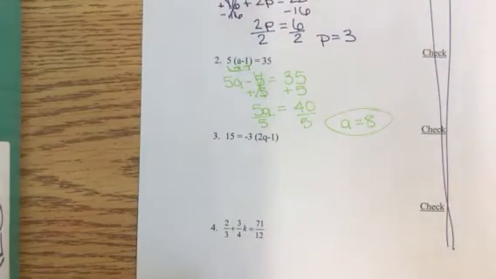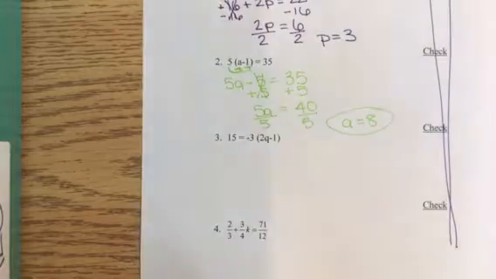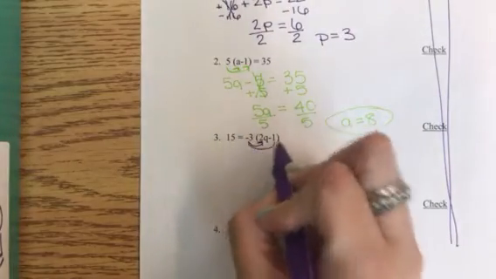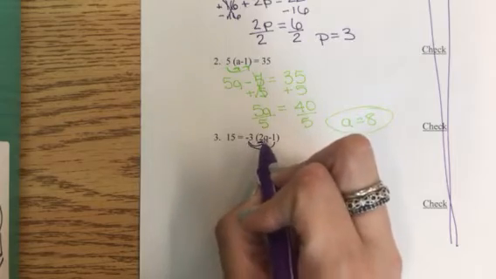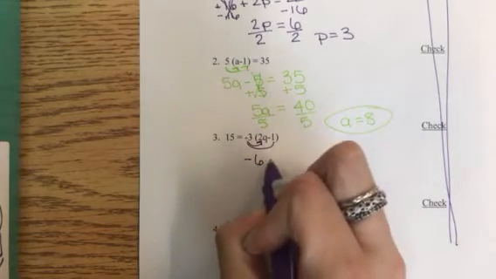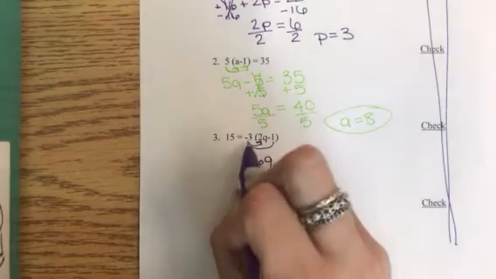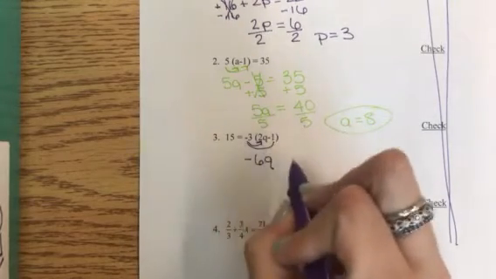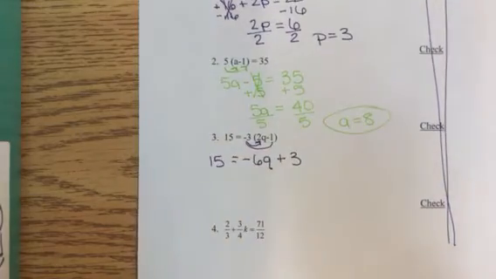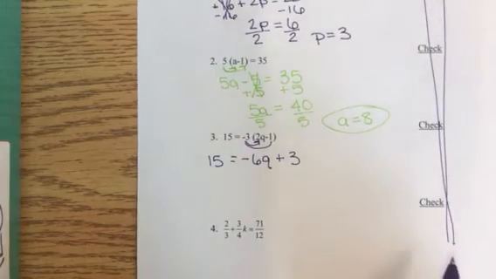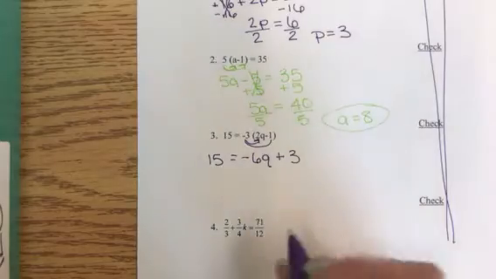Number 3 also has parentheses, so again, I'm going to distribute. Make sure you're distributing a negative 3. So negative 3 times positive 2 will give me a negative 6q. And a negative 3 times a negative 1 will give me a positive 3. So just watching your signs there. Use your calculator to help you if you're not sure with your multiplication facts.